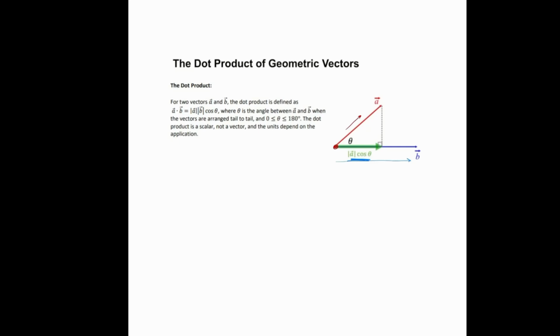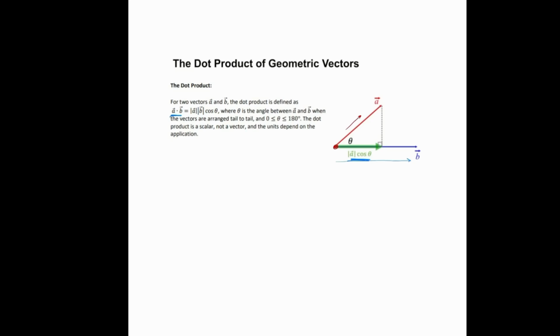So for two vectors, vector A and vector B, the dot product is defined as vector A dot vector B. That's how we refer to this. It's not multiplication in this case, and I know sometimes in math we use a dot to represent multiplication, but the dot product isn't actually just straight multiplication.